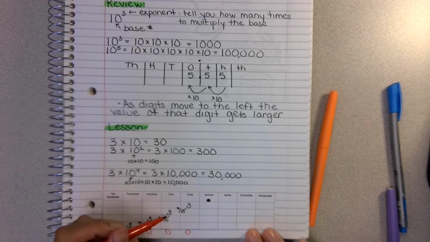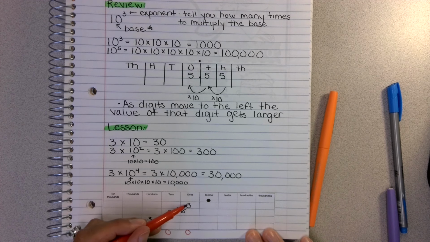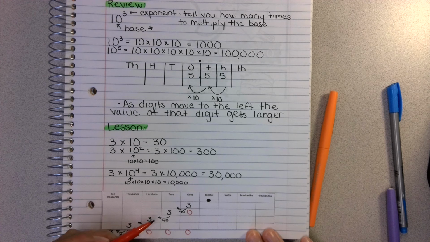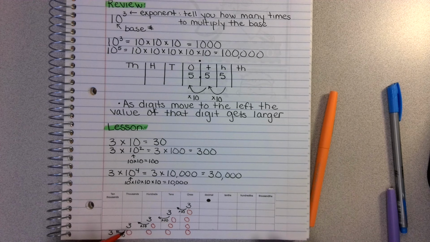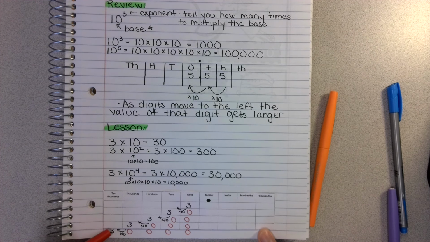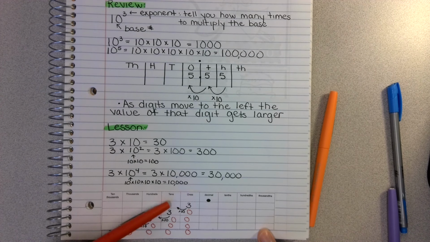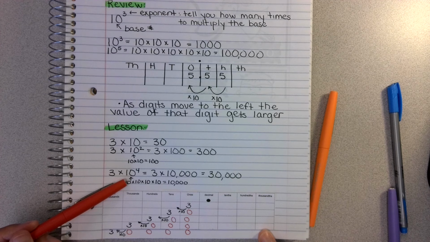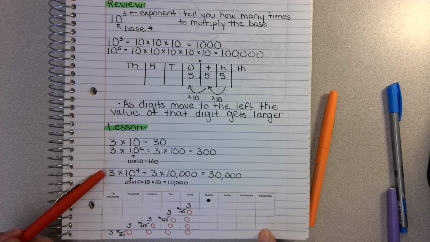So I could put zeros in here too, because 3 times 10 gives you 30. 30 times 10 would give you 300. 300 times 10 gives you 3,000. 3,000 times 10 gives you 30,000. So that's how we got it. Your digit actually moved over a place every time you times it by 10. So that's why that works.